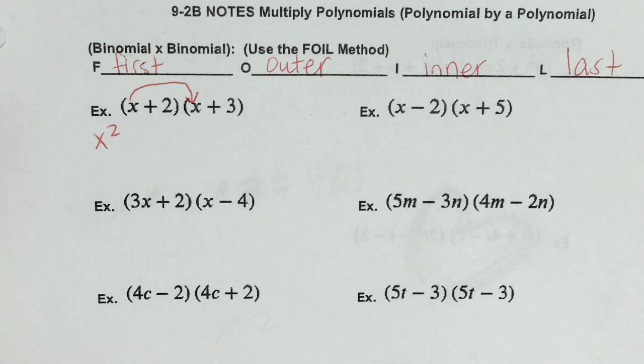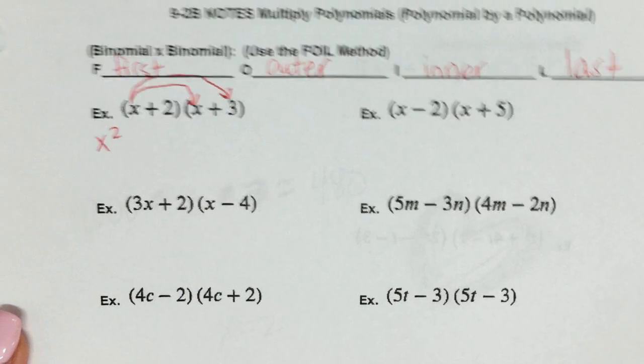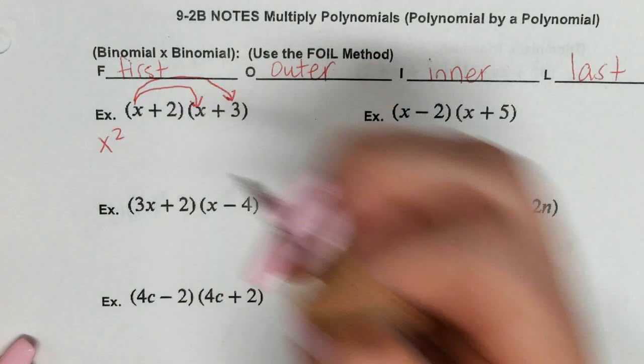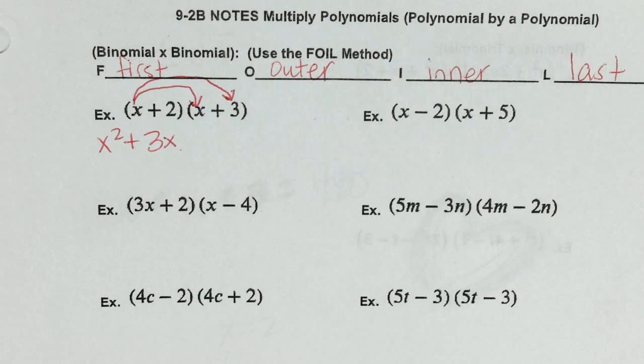Now it's your two outer ones, like this, if you were to push your hands apart. The outer over here times the outer over here. So this one times this one. That's your two outer terms. So what's 3 times x? So plus 3x. Now is your two inner.